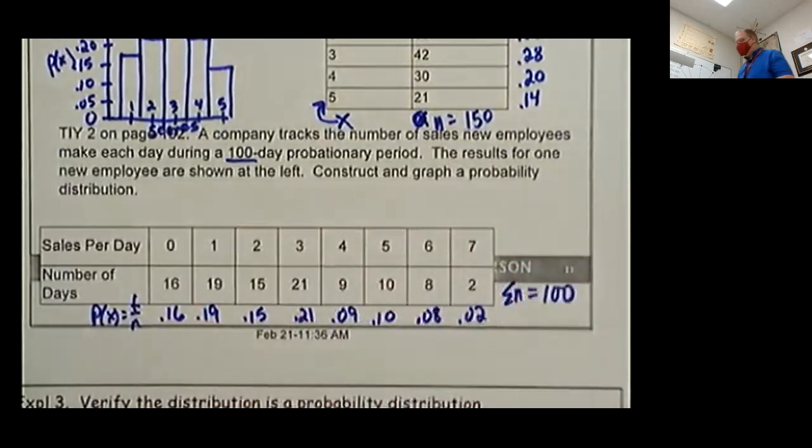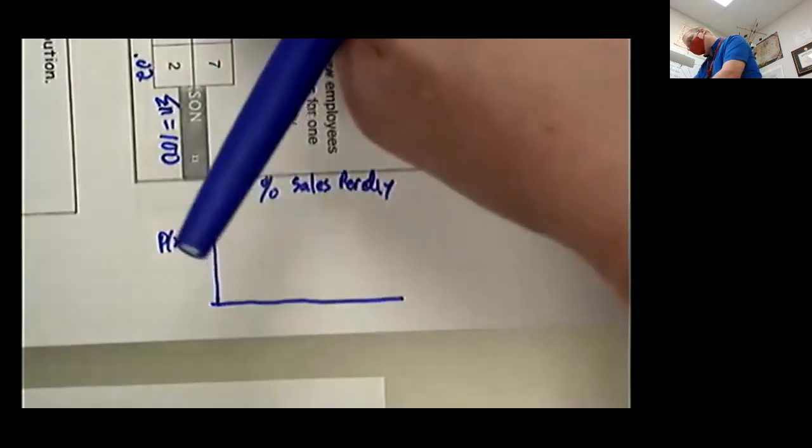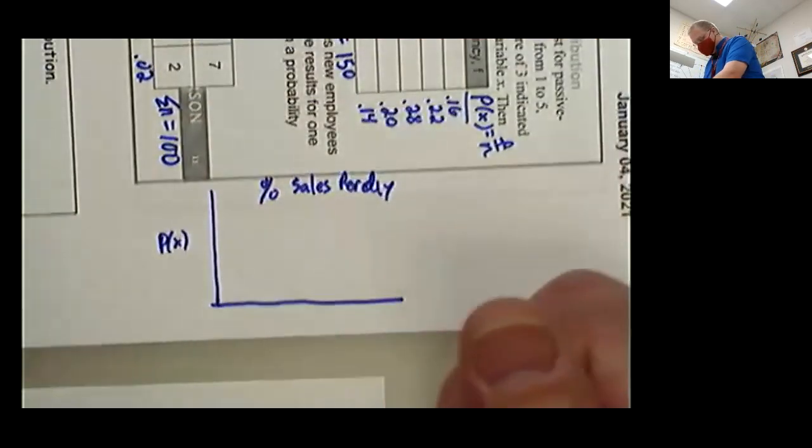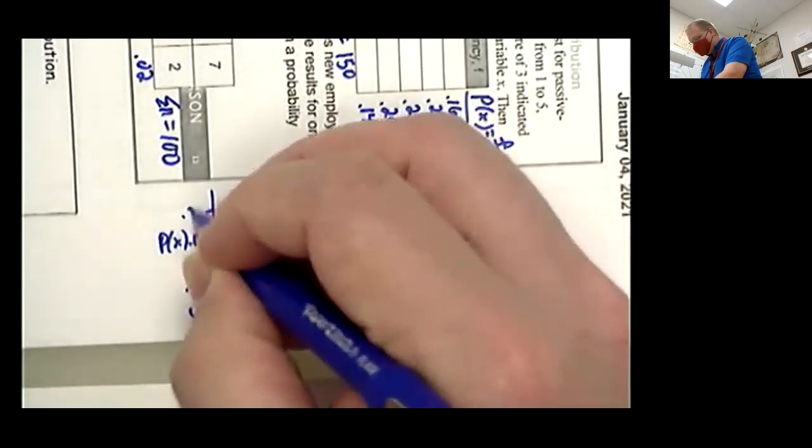Now we want to make a probability distribution. And I ran out of room, so I'm going to turn my paper to the side to make my distribution. And so here we need a title: percent of sales per day. On the left-hand side is our P of X, and that's going to go from, what's our biggest? About 0.20 was our biggest. So I'm just going to go by 0.05s. So there's 0.05, 0.10, 0.15, 0.20.